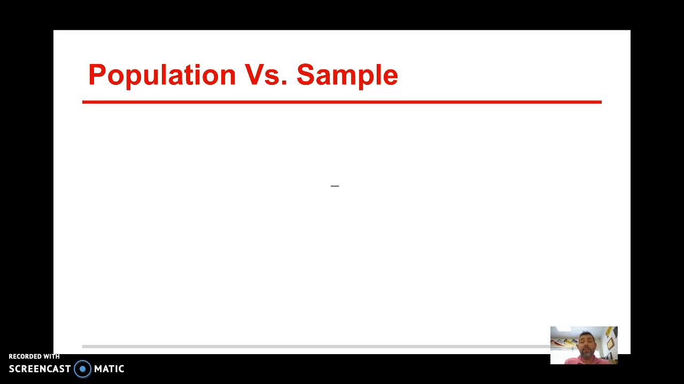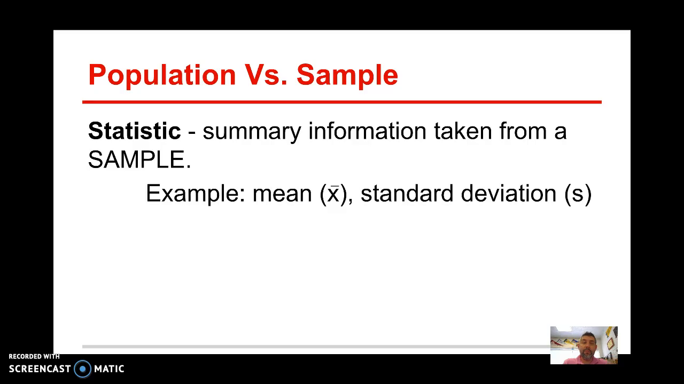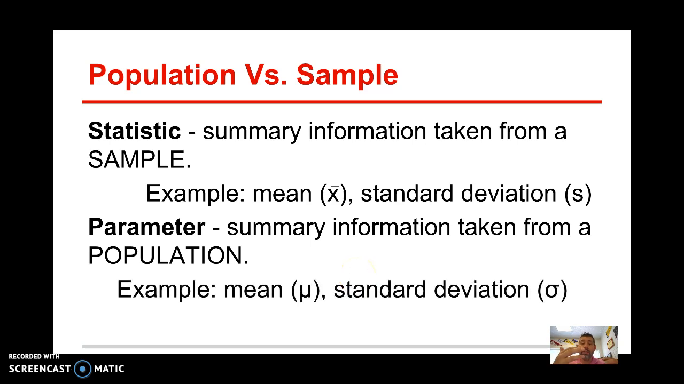First thing I need to talk about is some vocabulary. A population versus sample. You've heard me talk about this a while in class. First thing, a statistic is summary information taken from a sample, like the mean or the standard deviation, which we'll go over later on in this class. And a parameter is summary information taken from a population. So the entire population. We can still find the mean and the standard deviation, but they're given different variables.